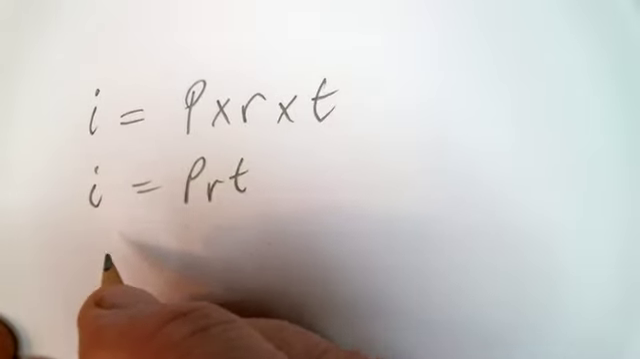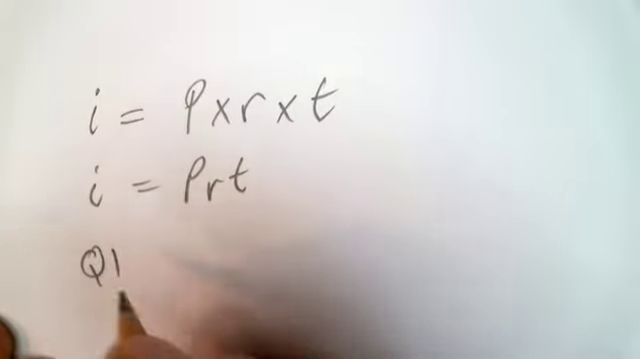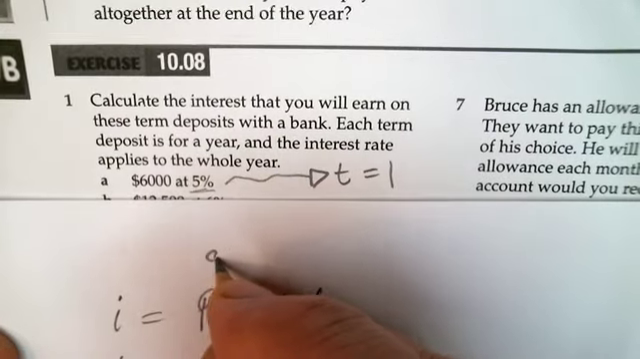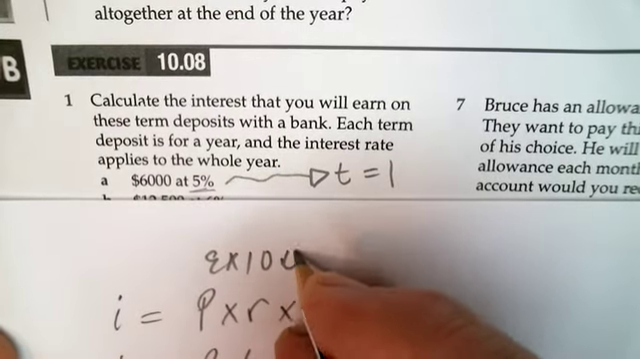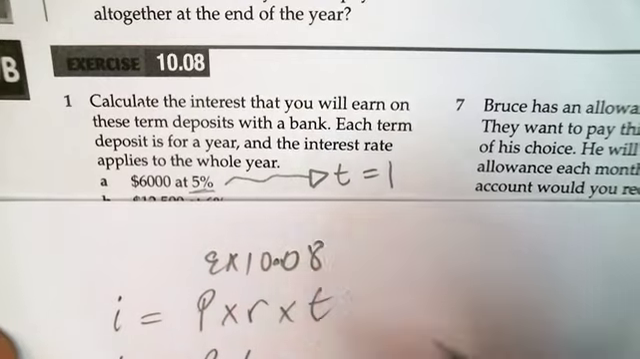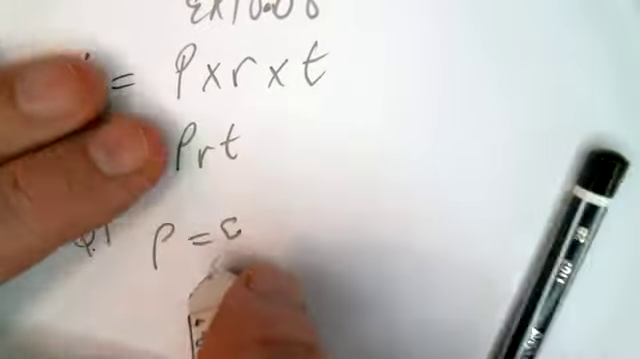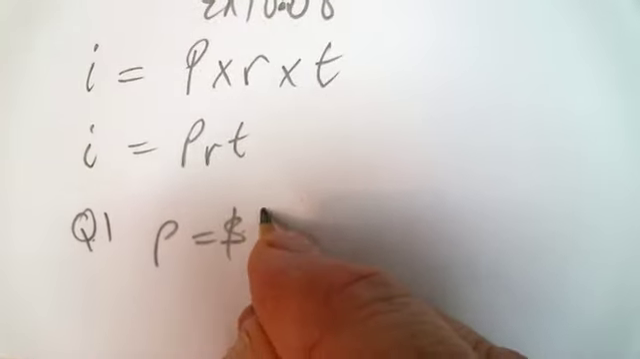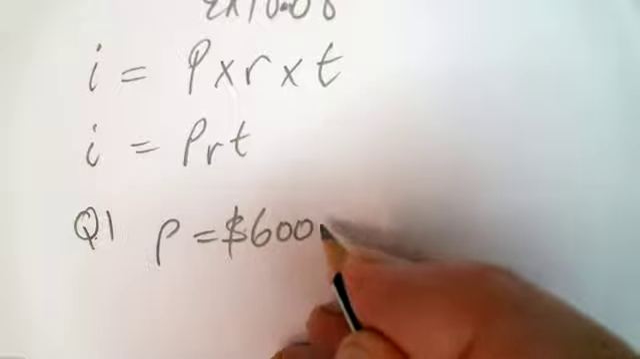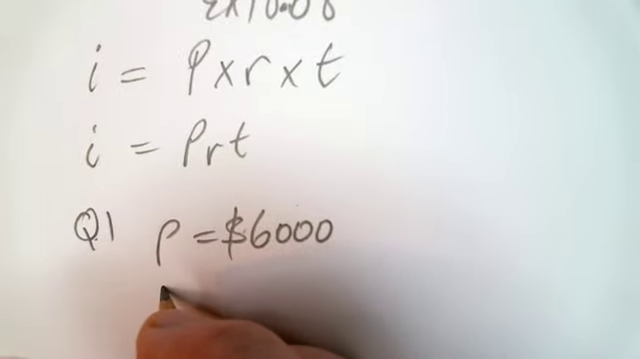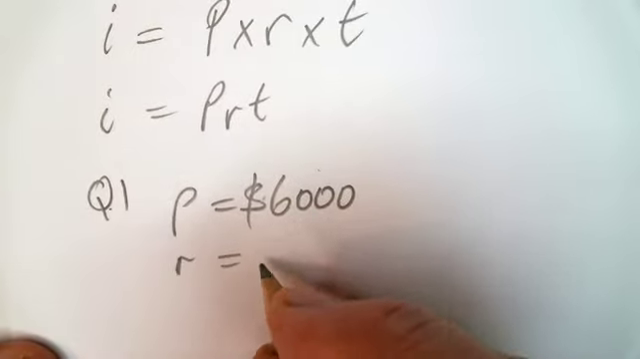So in the first case, that's question 1, I'll just put up here exercise 10.08. All right, so in question 1, we've got the principal is equal to $6,000. The interest rate, that's the R, is equal to 5%.